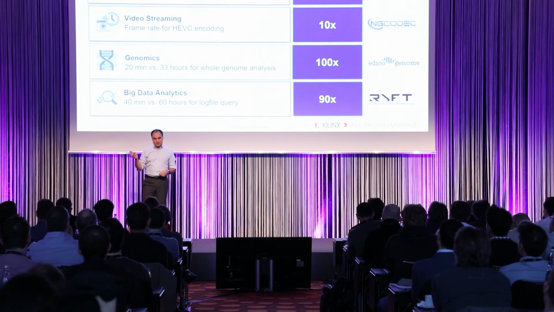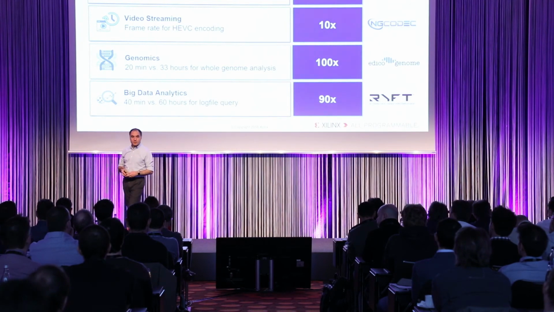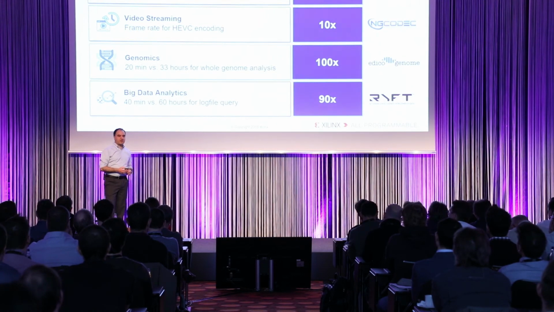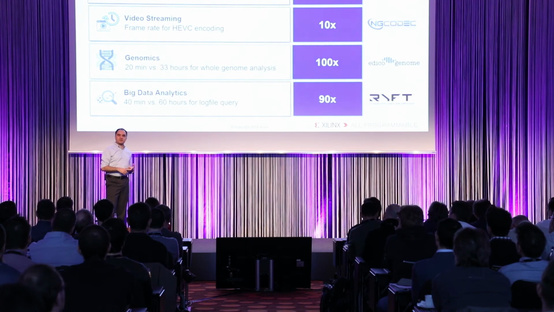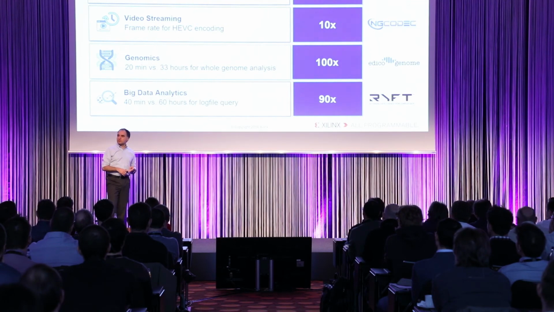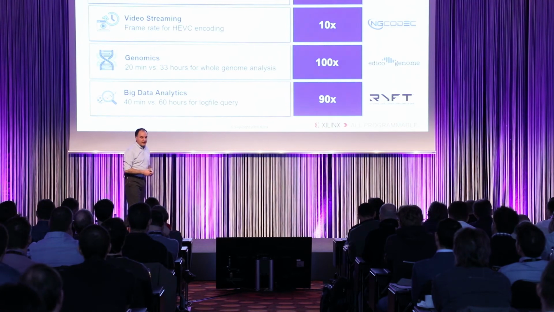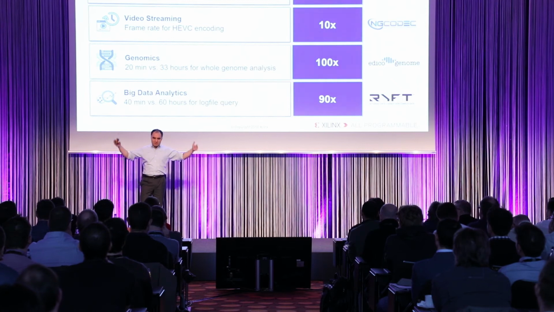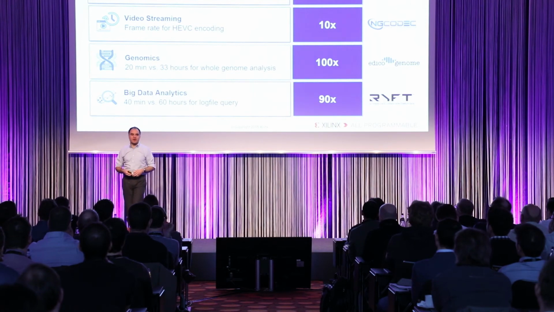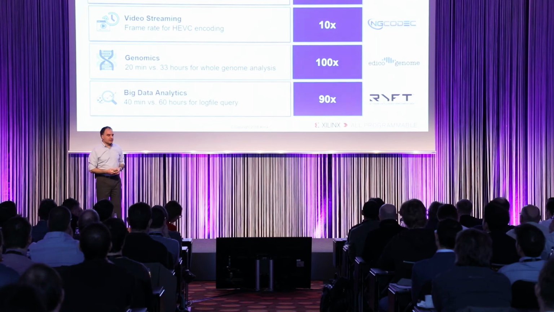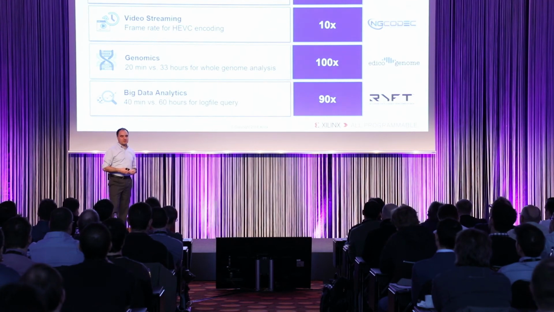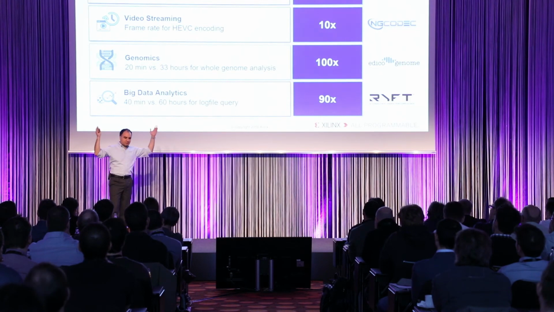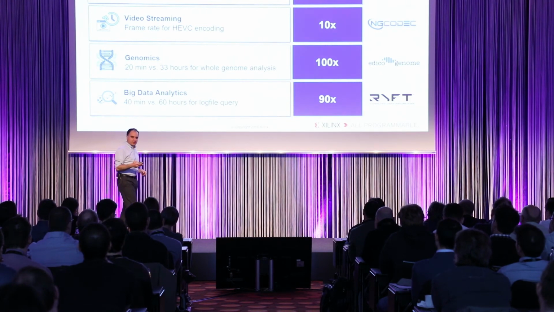And for data analytics, we have a partner, Rift, who also has an application on the AWS marketplace. And they're accelerating software like Elasticsearch, Splunk, Tableau, and so on. And they get about a 90x acceleration. Again, bit shuffling, custom width, custom pipeline, custom memory hierarchy. That's what's doing it. And they're getting, for example, 40 minutes instead of 60 hours to analyze a terabyte plus log file with Elasticsearch.